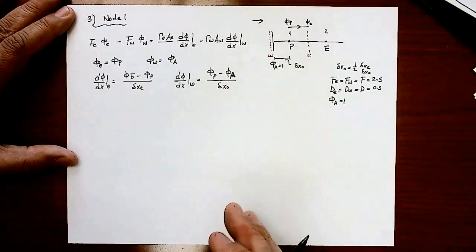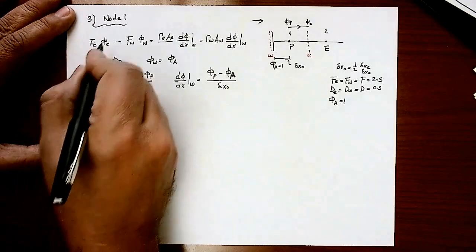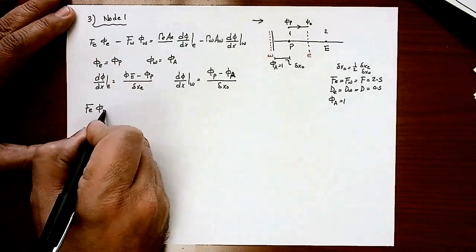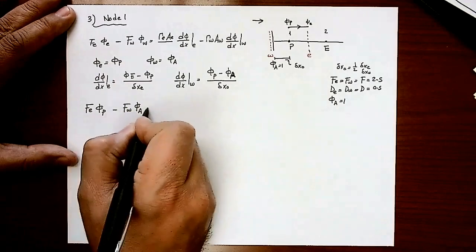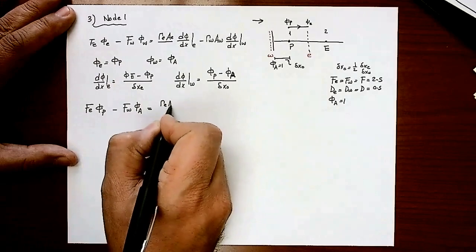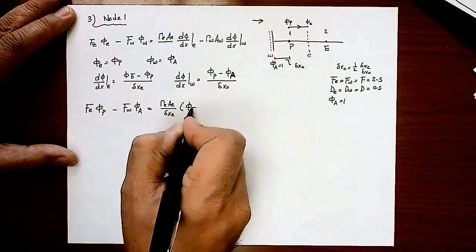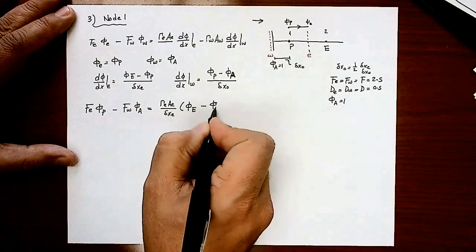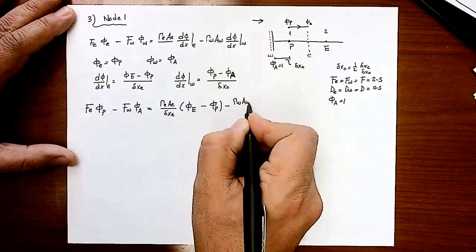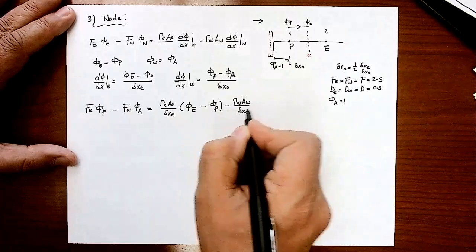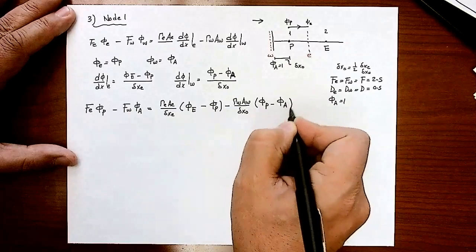Let's actually substitute into the big equation. So I have F east, phi east is going to be phi P, minus F west, and phi west would be phi A, equal to kappa east A east over delta x east multiplied by phi E minus phi P. Then I have minus kappa west A west, this time divided by delta x node, multiplied by phi P minus phi A.